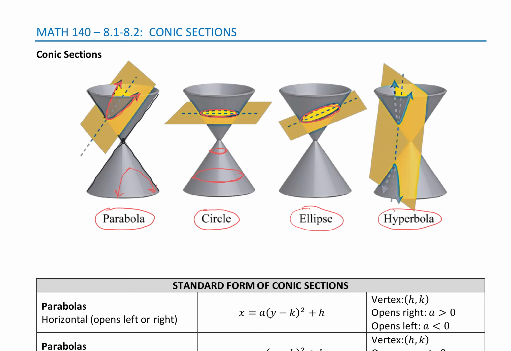And then the last one would be the hyperbola. That's the last one we're going to talk about. That would be when you intersect, and it actually intersects both the upper and the lower portion of the conic. As you see here, it looks like what we're getting is two parabolas. So it's like a hyperparabola, which we call a hyperbola.